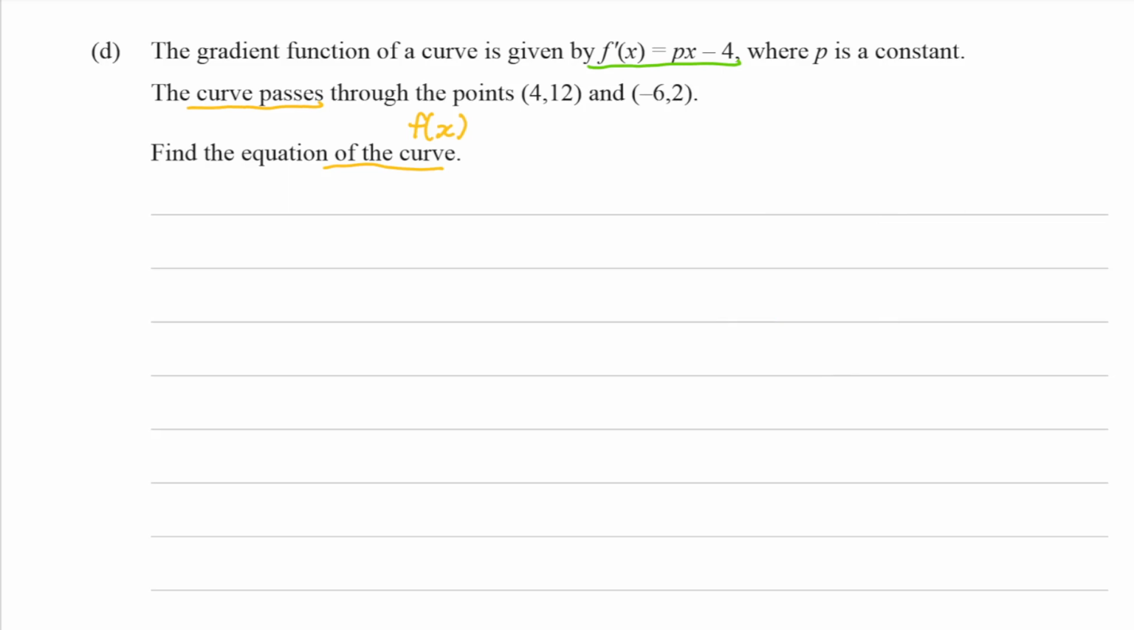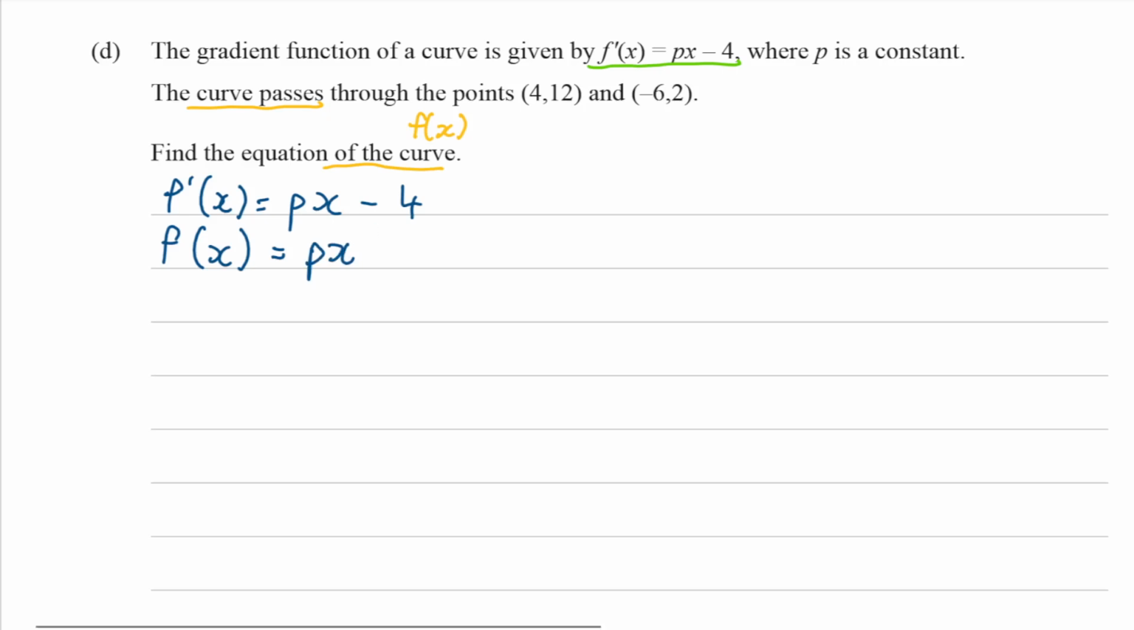Cool, so step 1, let's anti-differentiate. We're given the gradient function is px minus 4. So the original function, we're anti-differentiating with respect to x. So the first term, we will add 1 to the power, so that becomes x to the power of 2, and we will divide by that new power. So the antiderivative of px is px squared over 2.